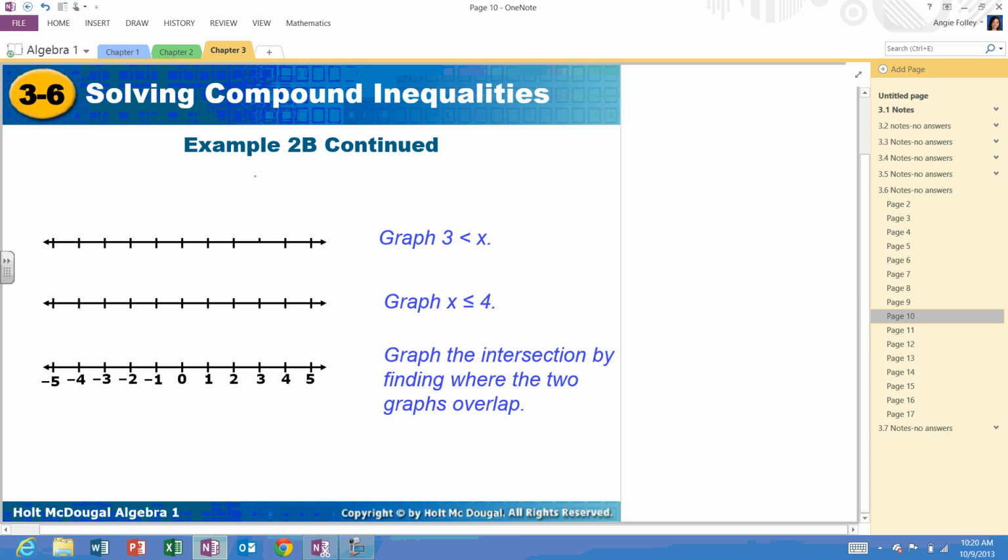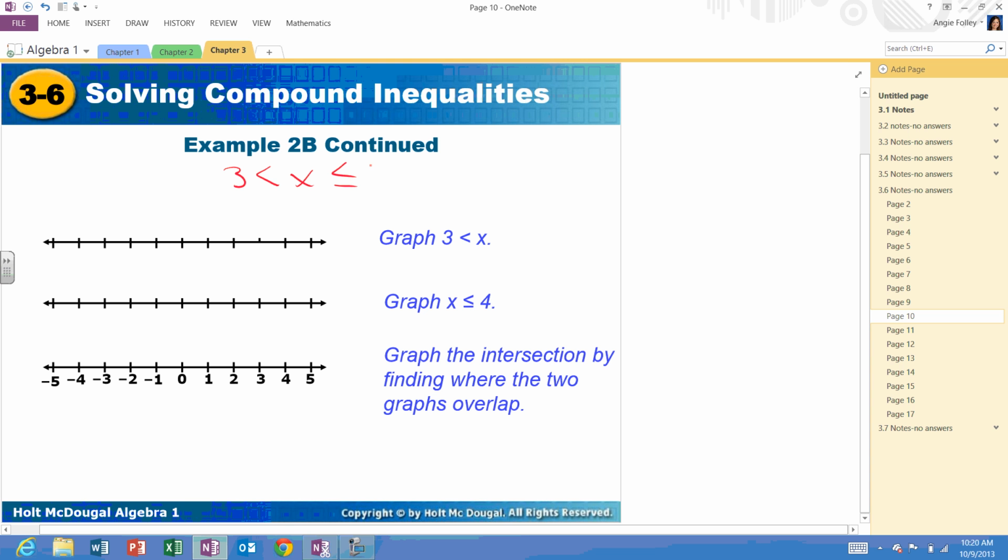Okay, so together the inequality was 3 is less than x, which is less than or equal to 4. So the two separate inequalities are 3 is less than x, and then x is less than or equal to 4. So let's graph them separately. This is my 0, 1, 2, 3.